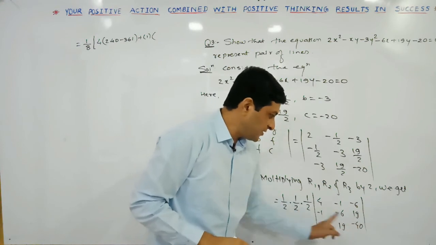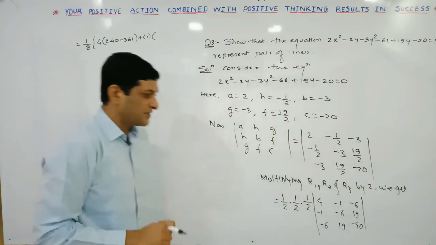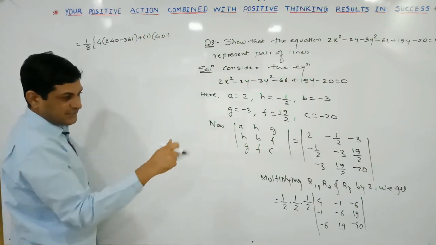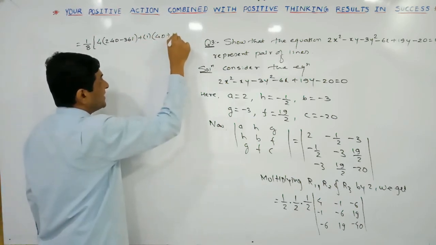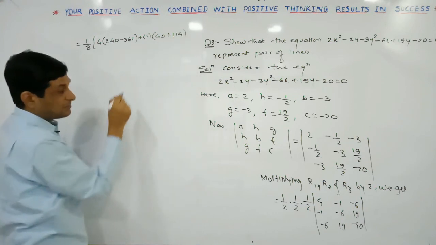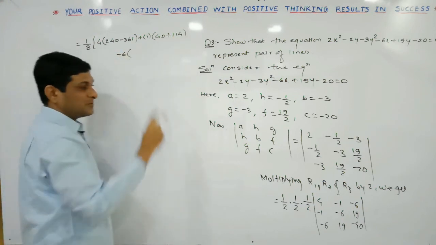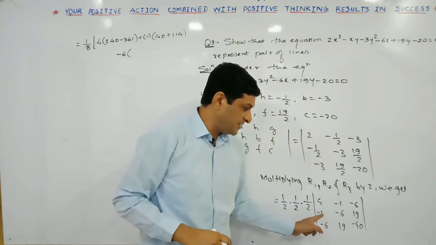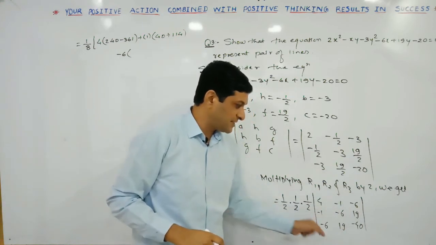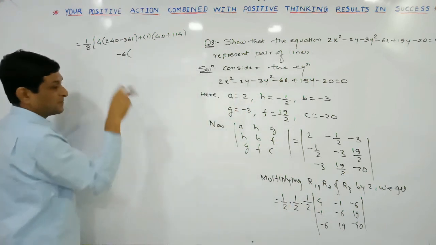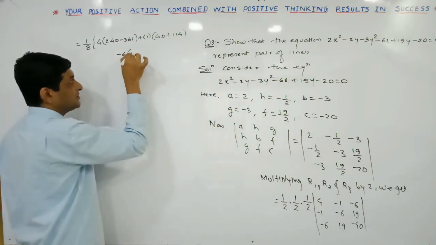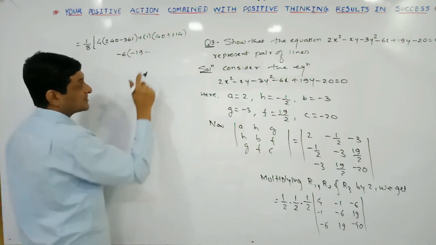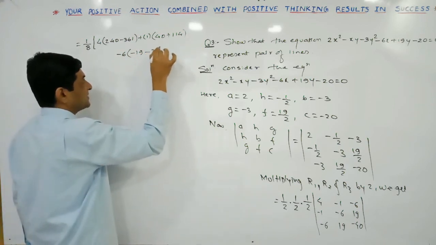This product is equal to 40, and minus minus will become plus. 40 plus 19 6s are 114. Lastly, minus 6, keep it as it is. Now delete the third column and let us find the determinant of these 4 elements. Minus 19 minus 36. So here we will get 1 into minus 1 into 19 is minus 19, minus this product, which is minus 6 into minus 6, is plus 36.